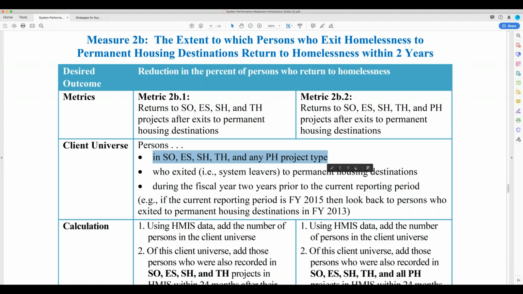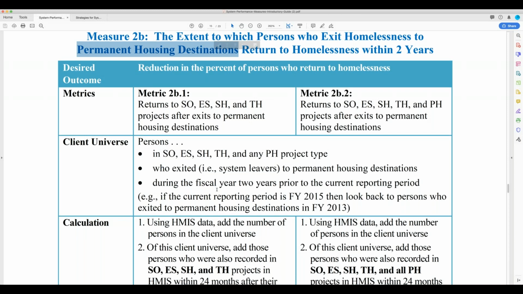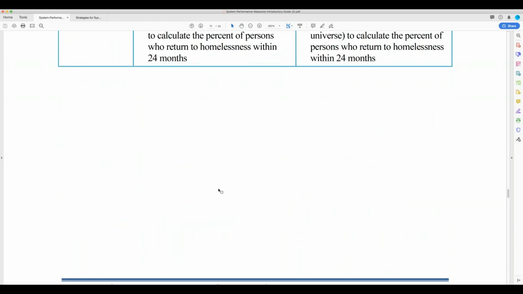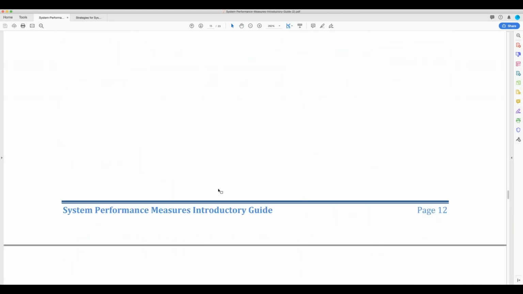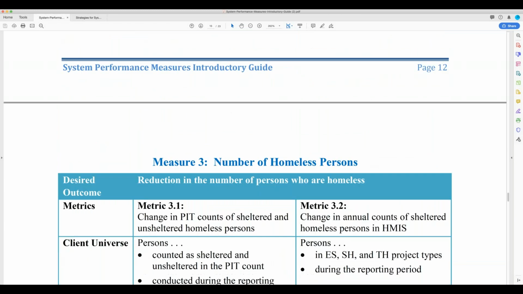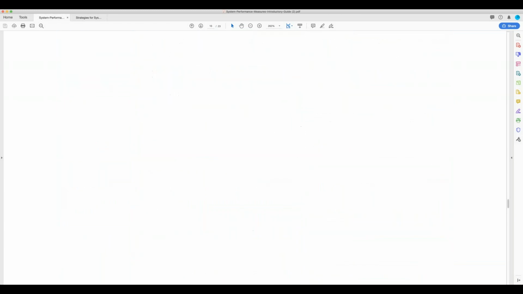If you fall into homelessness or any of those homeless required programs, it's going to show as a return to homelessness if you had been previously discharged to a permanent housing destination. All right. So again, no distinction right now in these first two measures between CoC funded and non-CoC funded folks.